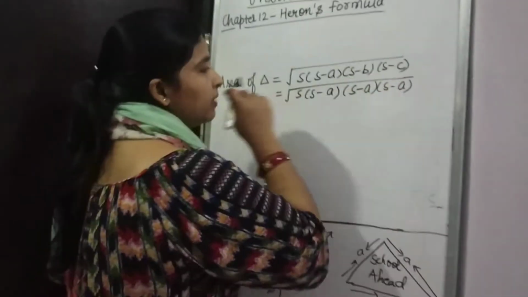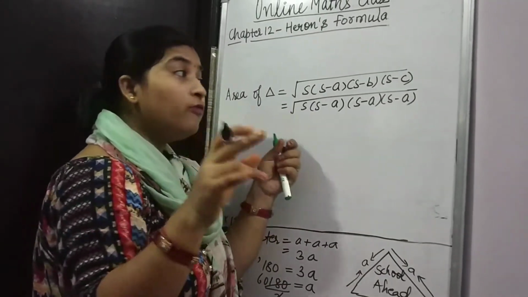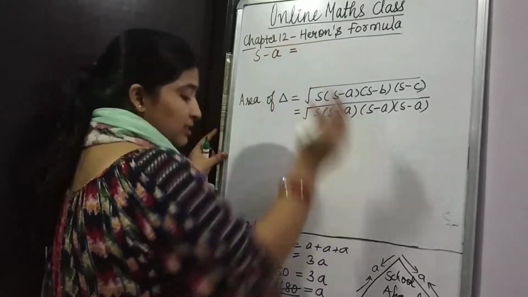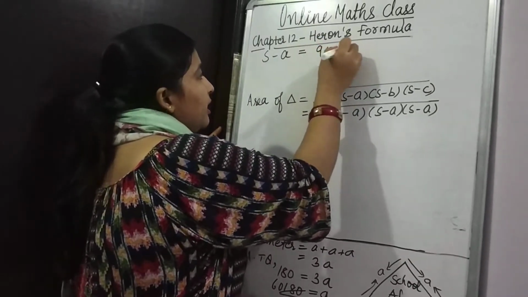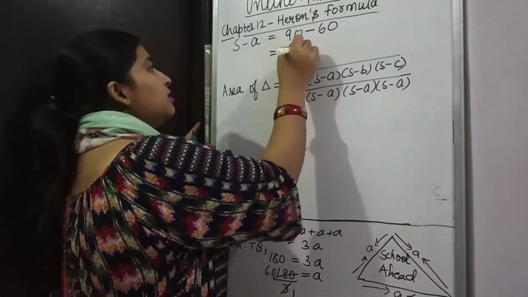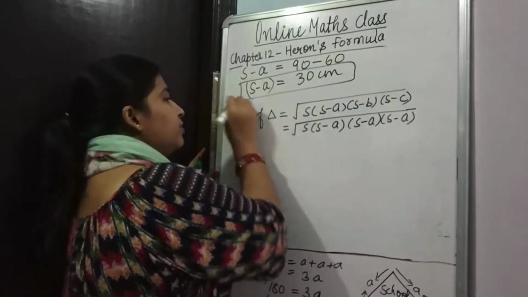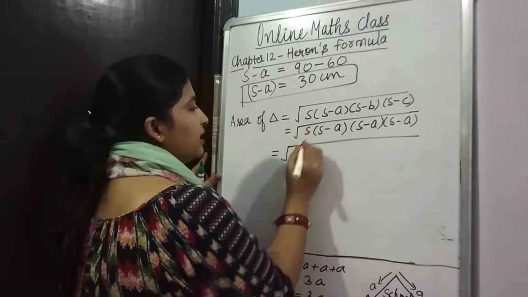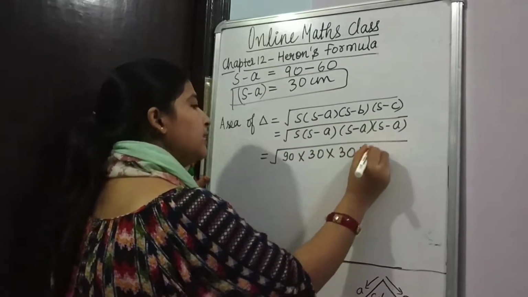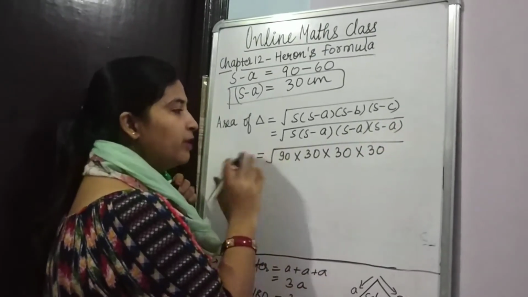Okay. So now I have to find S minus A. One thing you can do, student, you can put the value over here, or one more thing you can do, that after this you can find S minus A. Find S minus A. What is your S? 90. And what is the value of A? You have found already, I think, that is your 60. So 90 minus 60 is 30 centimeter. So S minus A is 30 centimeter. Put this value in this. The value of S is 90, S minus A is 30, again 30 and then again 30. So it is the square root. We have to find its square root.